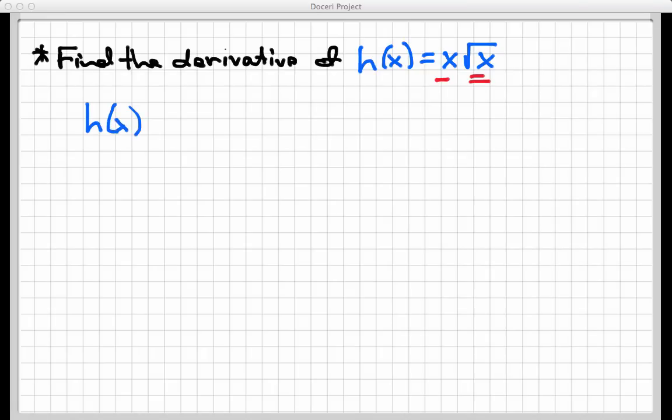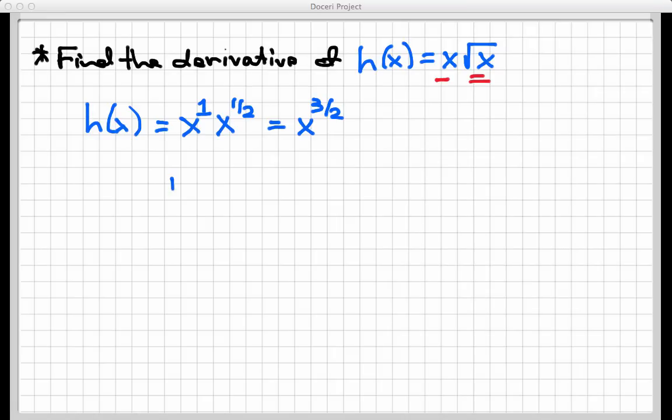Namely, getting this into one power of x. h of x is x times radical x. It's the same thing as x to the first power times x to the 1/2 power. So I'm just going to simplify this by writing h of x equal to x to the 3/2 power. So actually, h of x is not, strictly speaking, two functions multiplied together despite all appearances. It's really just one single power of x.